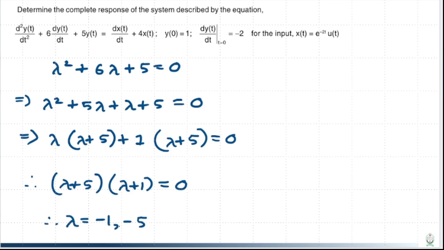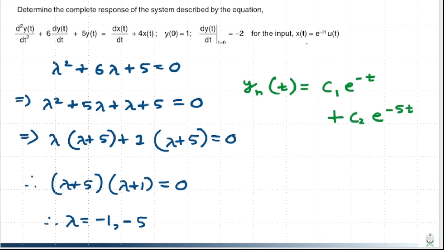As the values of lambda are distinct, for distinct roots of this polynomial, the homogeneous solution can be written in this way: C1 e to the power lambda 1 t, which is e to the power minus t, plus C2 e to the power minus 5t. So this will be our homogeneous solution for the given equation.